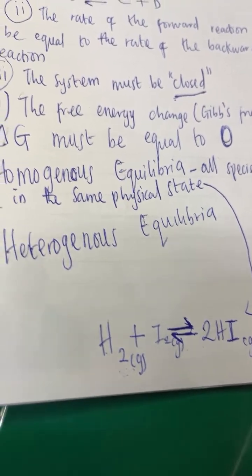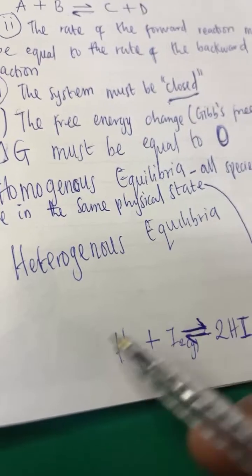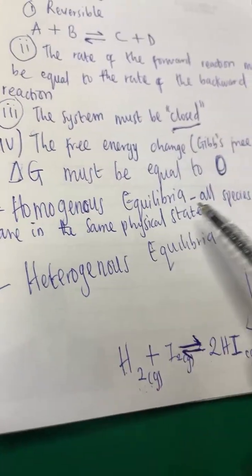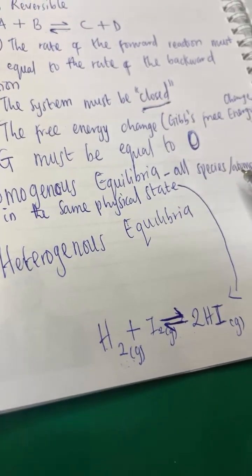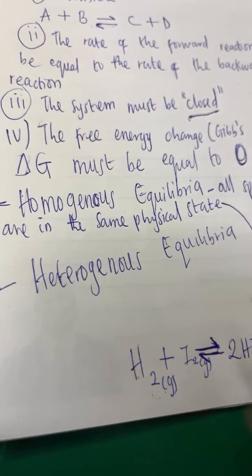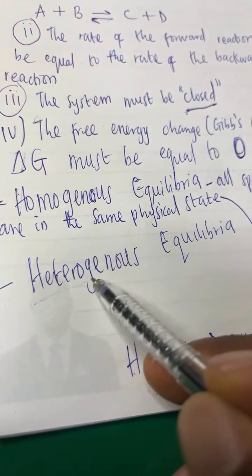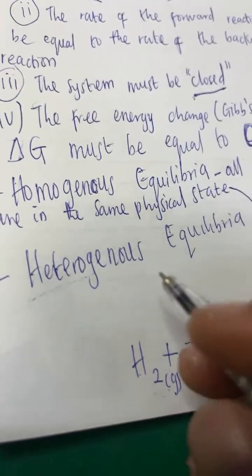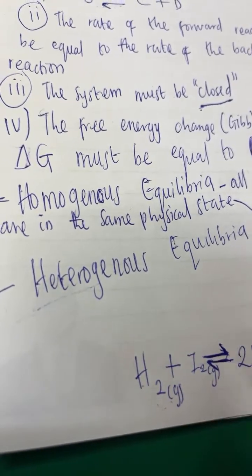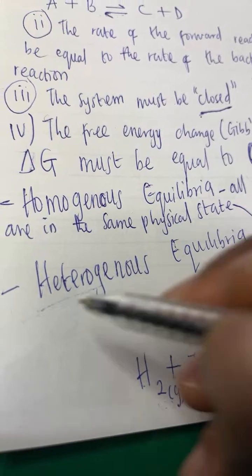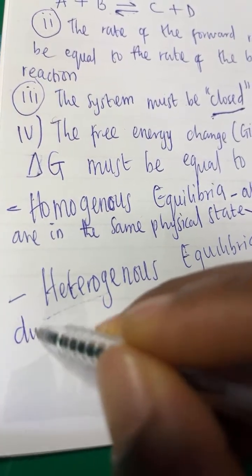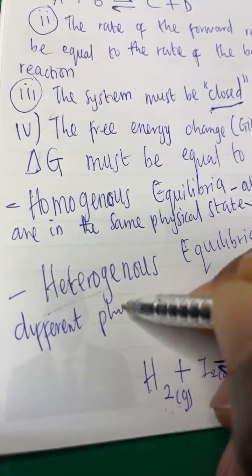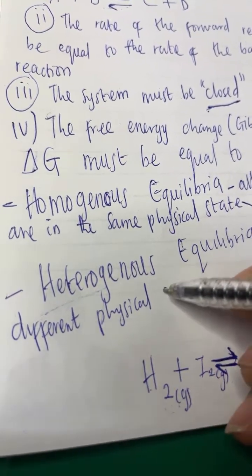Okay, so let us continue. Now, for heterogeneous equilibria, it's basically simple if you understand homogeneous equilibria. I said that all the species in homogeneous equilibria are in the same state. So for heterogeneous, like the word hetero, different, the species that are taking part in these reactions are in different physical states.